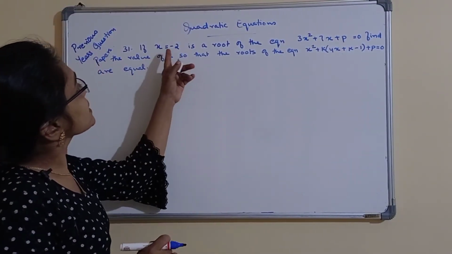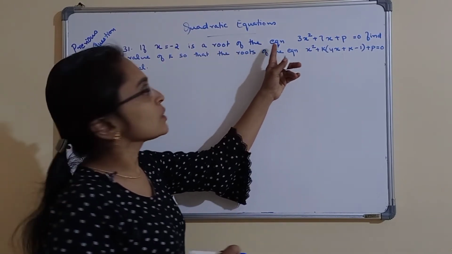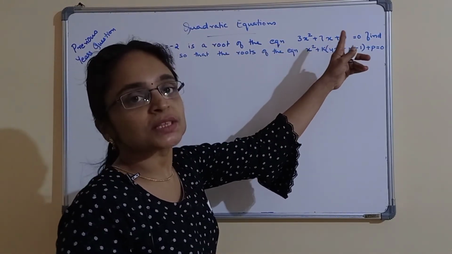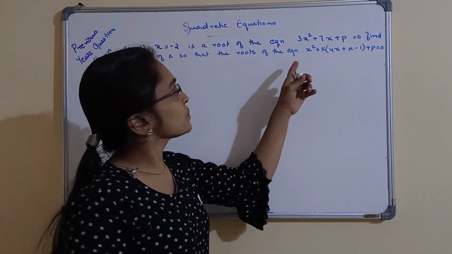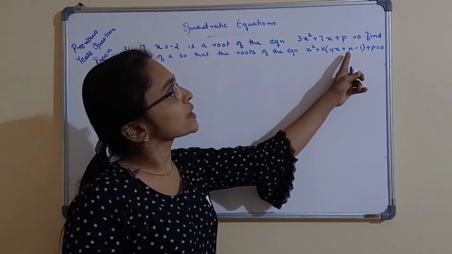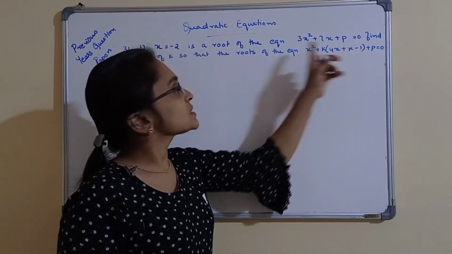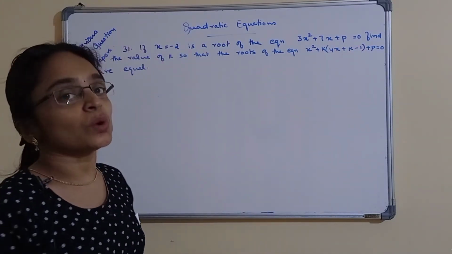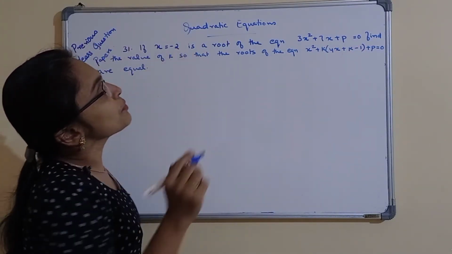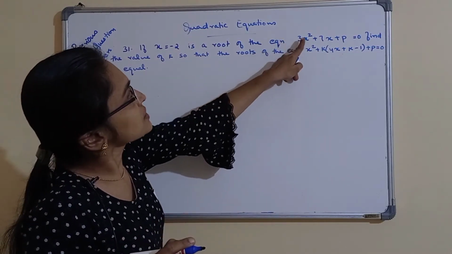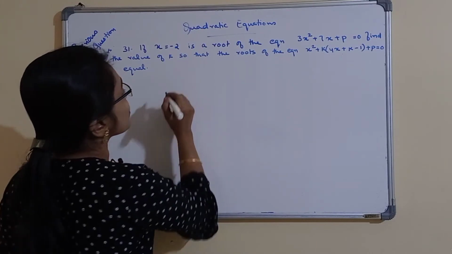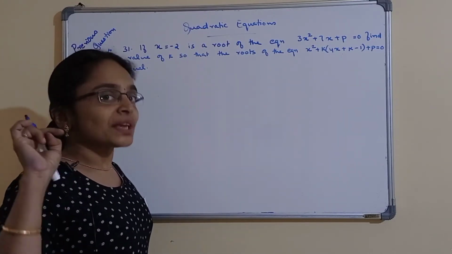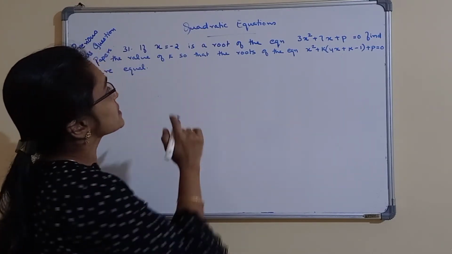Next one: if x equal to minus 2 is a root of the equation 3x square plus 7x plus p equal to 0, find the value of k so that the roots of the equation x square plus k into 4x plus k minus 1 plus p equal to 0 are equal. So x equal to minus 2 is a root of the equation. From this we can find the value of p. So what will we do? We can put the value of x as minus 2.